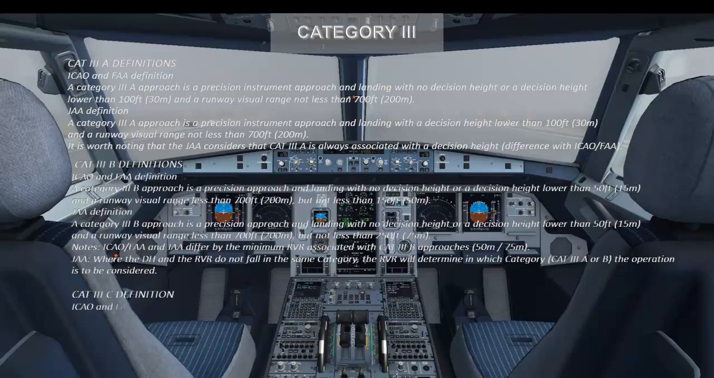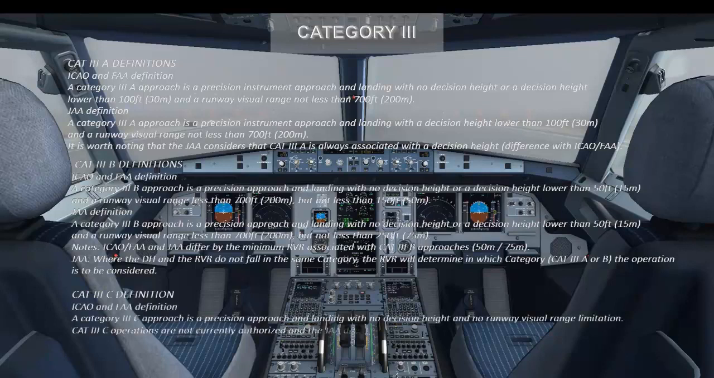Cat 3C definition. AWO and FAA definition. A Category 3C approach is a precision approach and landing with no decision height and no runway visual range limitation. Cat 3C operations are not currently authorized and the AWO does not mention this subcategory.